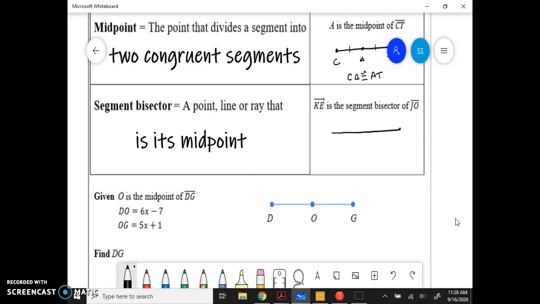All right, so I'm going to start with the line segment. And let's see, the segment bisector, so if it bisects it, it's right in the middle, and I'm going to make this ray go this way here. KE. All right, so there is ray KE. It is the segment bisector, and again, what we know about this is that JK and KO are going to be congruent.